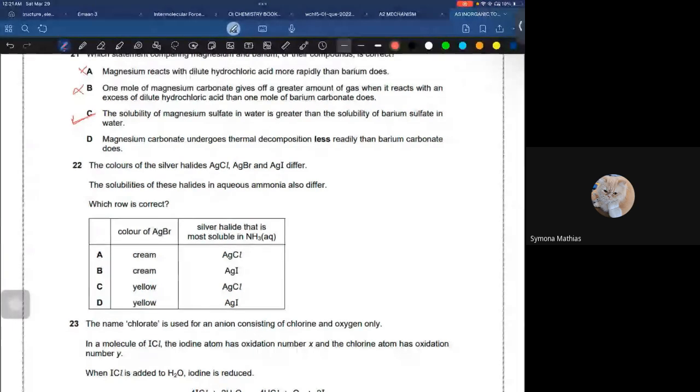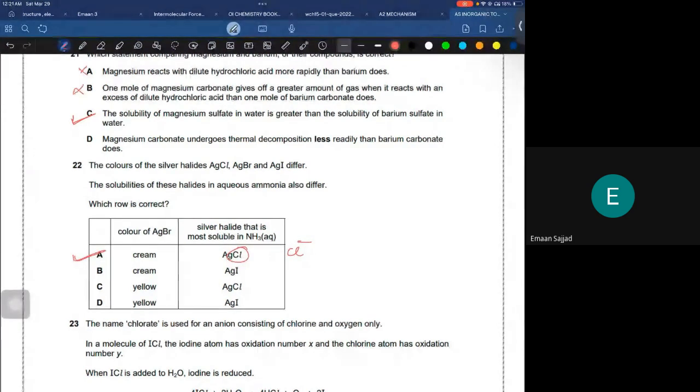The colors of the silver halides, AgCl, AgBr and AgI, differ. The solubility of these halides in aqueous ammonia also differs. The color of bromide is cream. So cream. You have two options, A or B. A is correct, because the silver halide that is most soluble in ammonia is chloride. Iodide is insoluble in both concentrated and dilute ammonia.